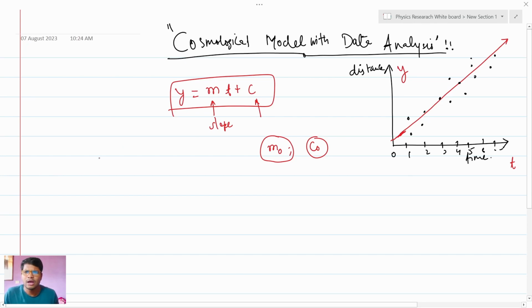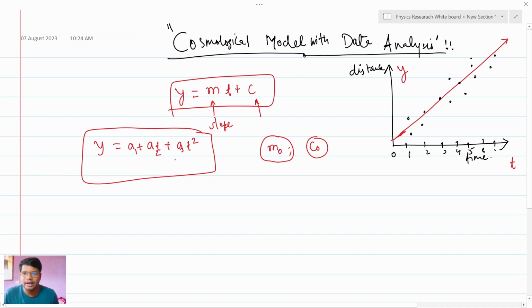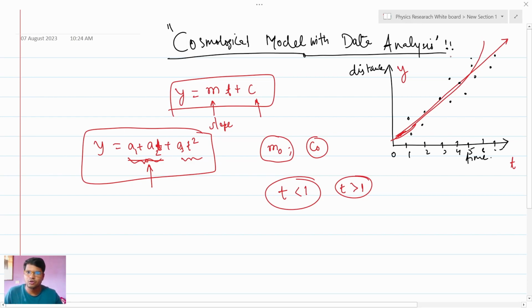Similarly, someone can say that we can also fit with some polynomial. Let us say a0 plus a1 t plus a2 t square, right? So this is a parabolic type of fitting, but at lower t it goes like a straight line, because for t lesser than 1 this part will be dominating, and as t grows bigger than 1 this part will dominate. So from here to here it is dominated by a straight line, and then it will grow with the parabola.